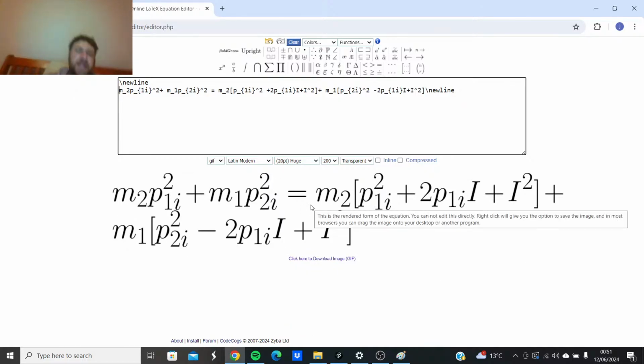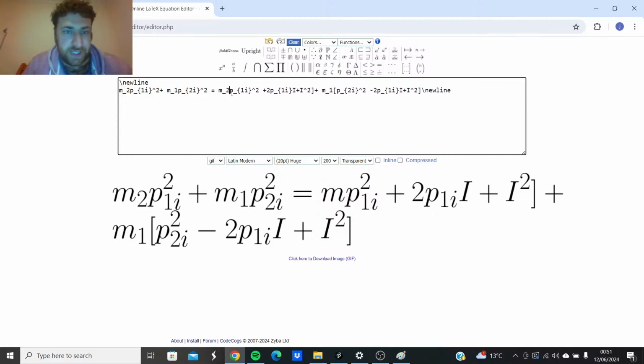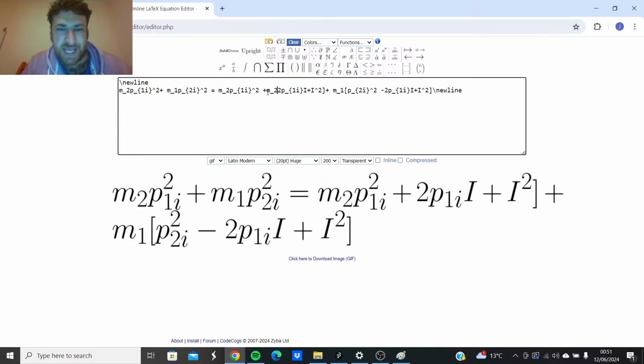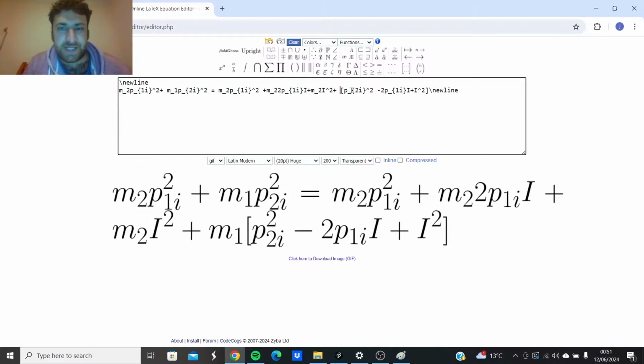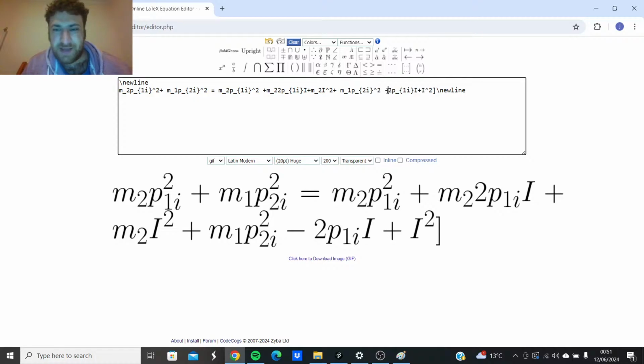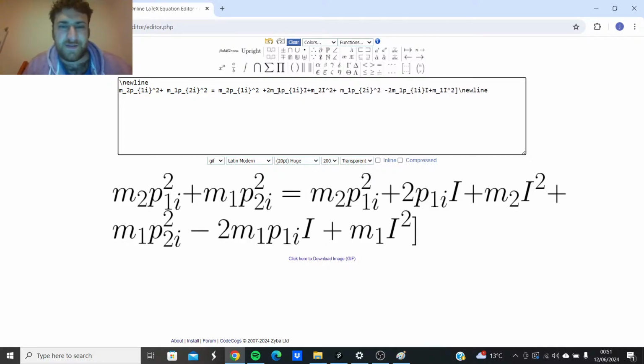And the next thing we're going to do is distribute the M1 and M2 terms. So M2 is going to be distributed here, here, and here. And M1 is going to be distributed here, here, and here. Let me just double check that I did that all right. Yeah, I'd rather put M2 in here though.